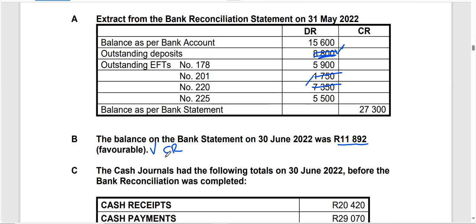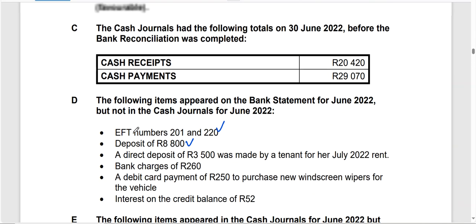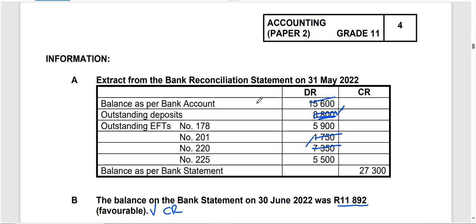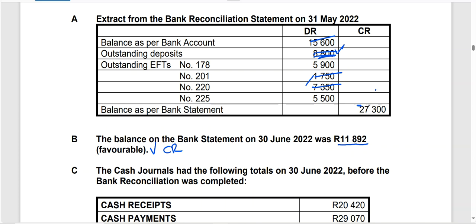And then next, when we proceed, they are saying that remember, we have already used these 4 items, so we are left with 5.9 and 5.5, and then this one we are not going to need it. Okay, so maybe I can cancel it to show you that you are not going to use it. Please don't make the mistake of using this as your balance as per bank statement for the current month.